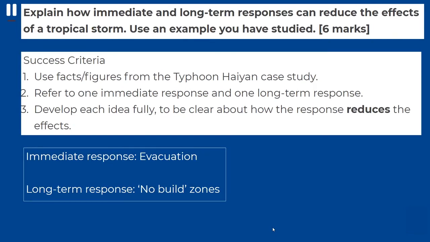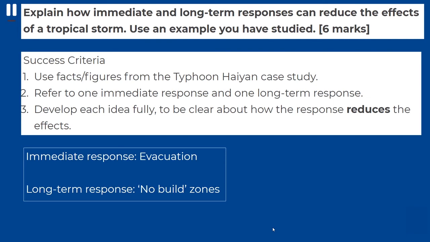So we're now going to finish on one last task to complete our understanding of Typhoon Haiyan and the responses that took place as a result of the typhoon in 2013. So I'd like you to have a go at this final question. Explain how immediate and long-term responses can reduce the effects of a tropical storm. Use an example you have studied. 6 marks.